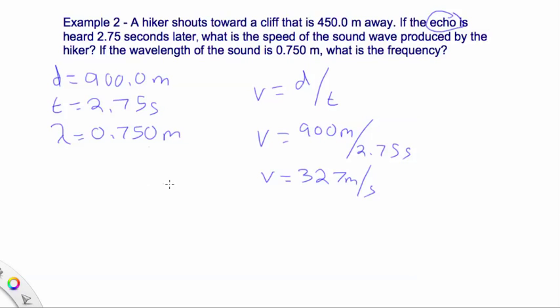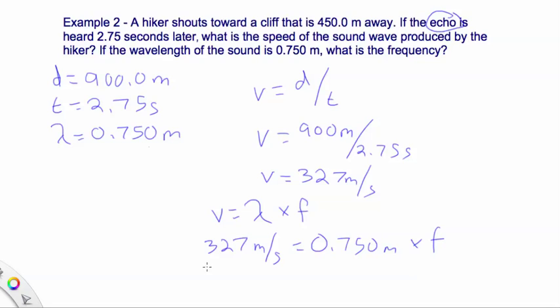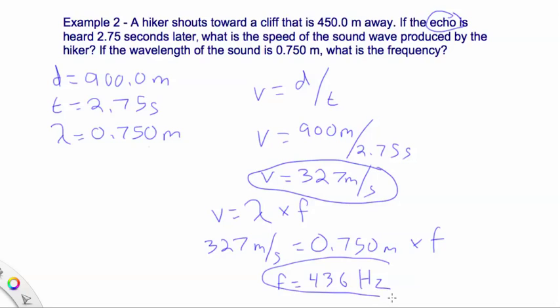In order to find the frequency, we have to use our other equation, velocity equals wavelength times frequency. So 327 equals 0.750 meters times frequency. We're going to divide both sides by the 0.750, and the meters cancel out, giving us per second, which we call hertz. And with three significant figures, we have 436 hertz. Now I would count it right if you said 436 per second, or if you said hertz, because that's just two different ways of saying the exact same thing.